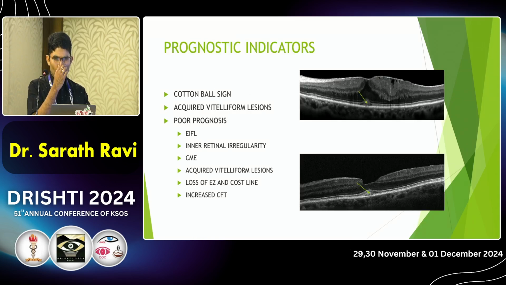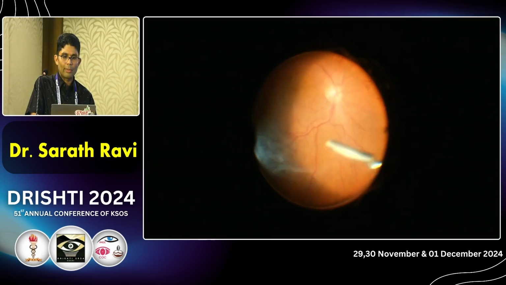So there are a lot of prognostic signs in epiretinal membrane on OCT, where you see a hyperreflective zone at the fovea between the ellipsoid zone and the COST line, and this is referred to as the cotton ball sign. And this can over a period of time progress to form acquired vitelliform lesions, which are indicative of a poor prognosis. The other poor prognostic signs include an ectopic inner foveal layer or an inner retinal irregularity, presence of cystoid edema, loss of ellipsoid zone, and also an increased central foveal thickness.